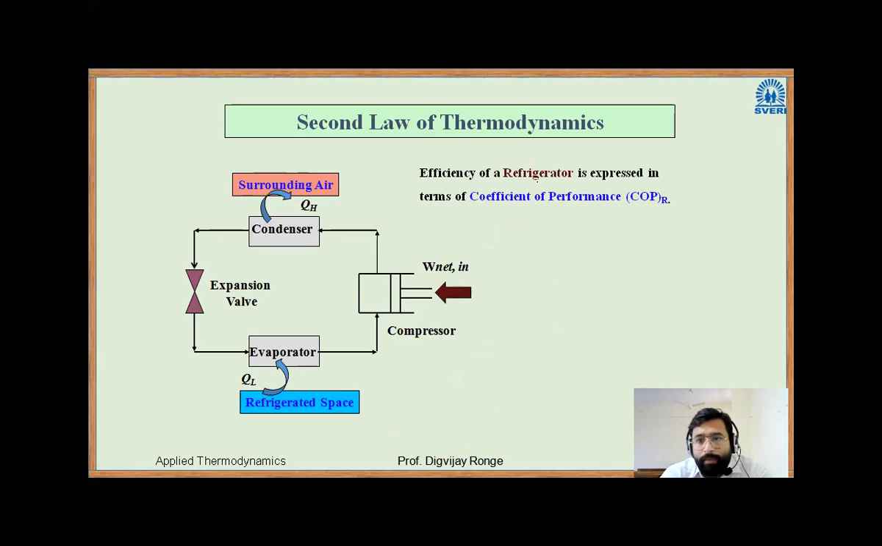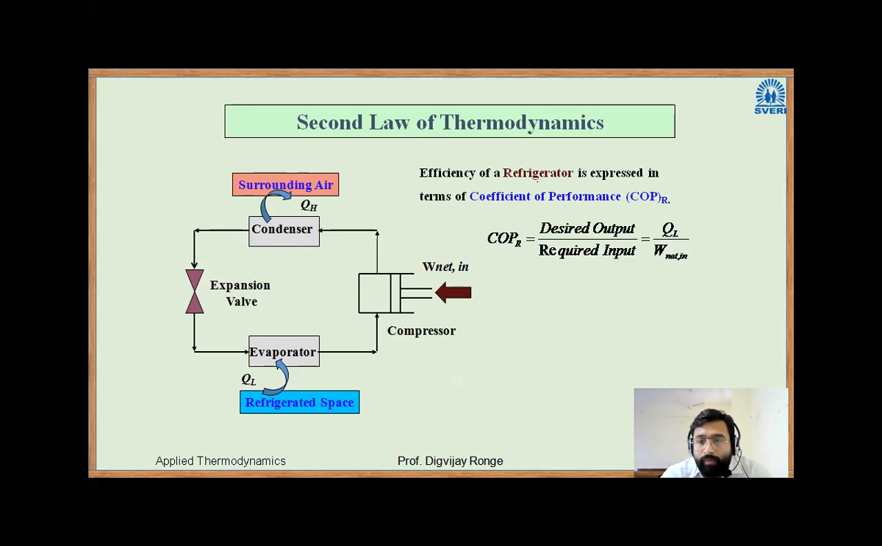So efficiency of a refrigerator is expressed in terms of coefficient of performance, COP. COP is equal to desired output divided by required input. That will be the COP. Now, I will ask you, what will be the desired output in the case of a refrigerator and what will be the desired output in the case of a heat pump? Can anybody tell?